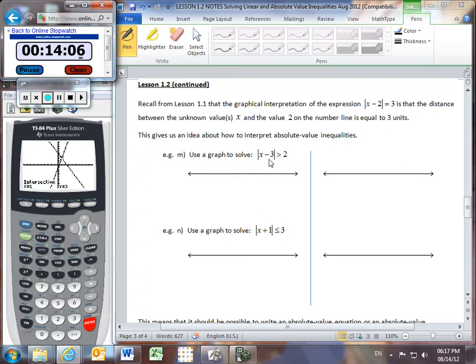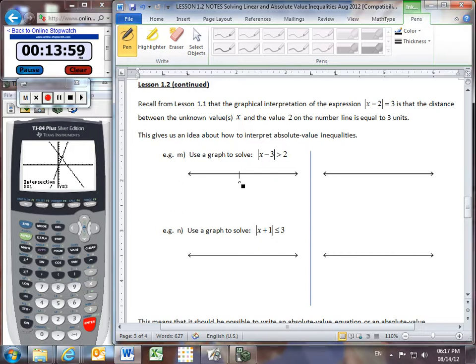We can interpret an expression like this to mean that our distance from positive 3, so let's make a positive 3, our distance from positive 3 must be greater than 2 units. So let's go 2 units to this direction, and I'm going to do an open circle 2 units to the right. Okay, this is my distance of 2 units. And I've got my 2 units to the left side, which brings me to 1.